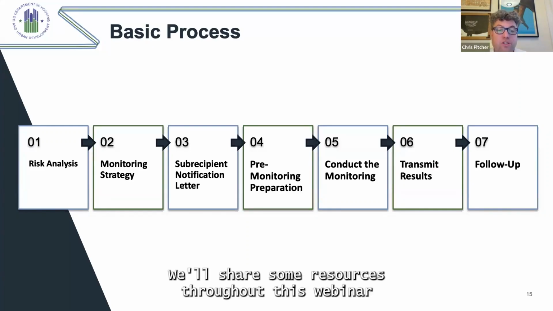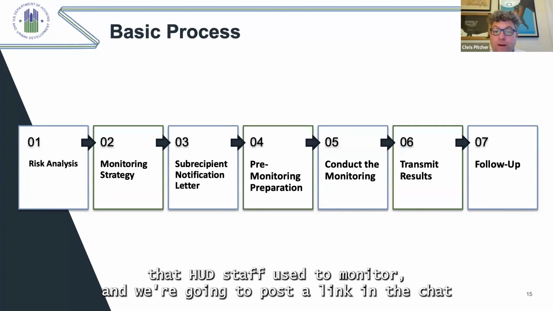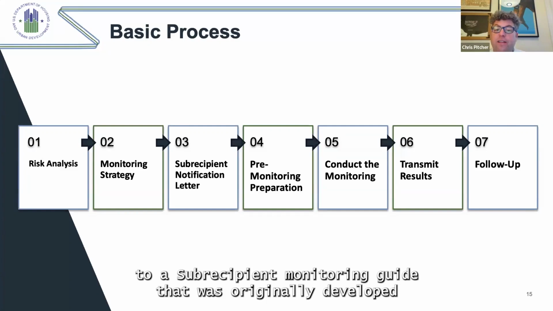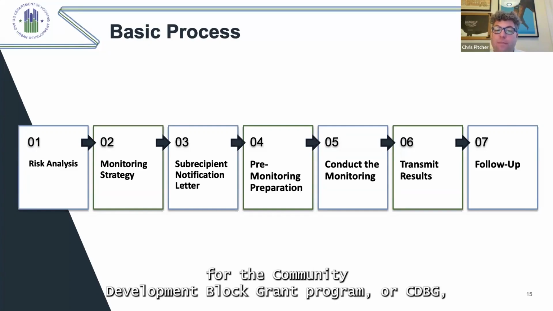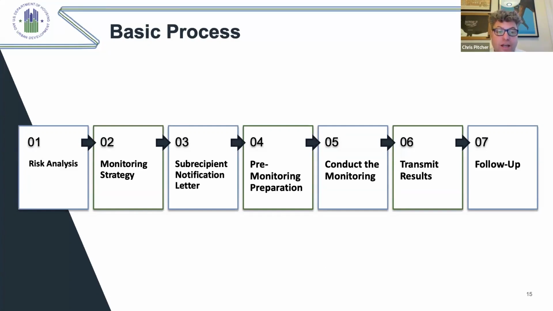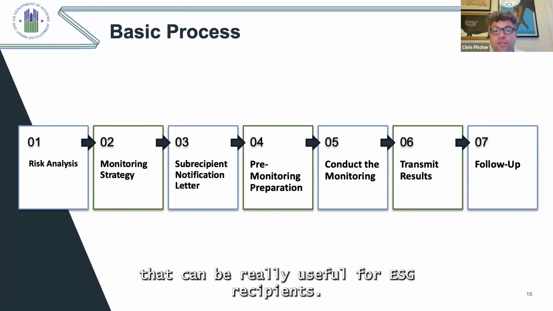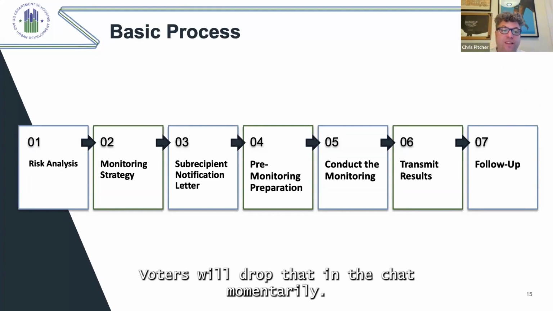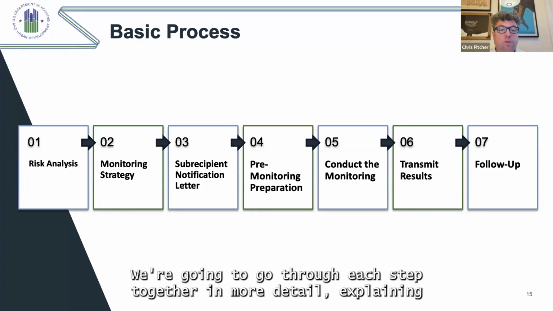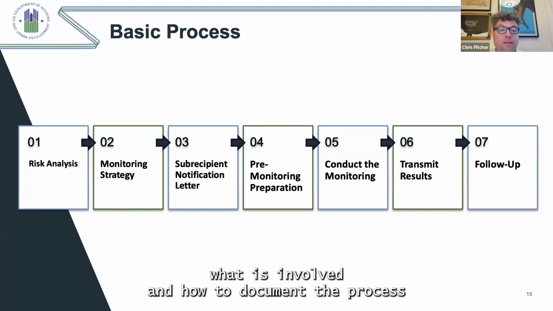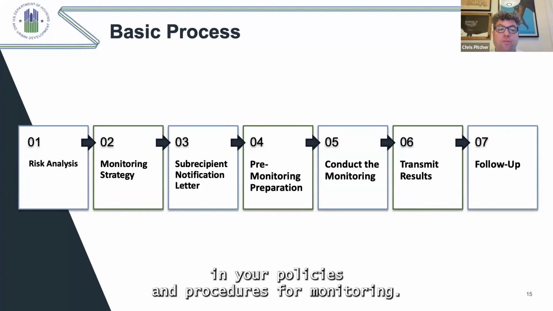We'll share some resources throughout this webinar that HUD staff use to monitor. And we're going to post a link in the chat to a subrecipient monitoring guide that was originally developed for the Community Development Block Grant Program, or CDBG, that can be really useful for ESG recipients. Vielkas will drop that in the chat momentarily. We're going to go through each step together in more detail, explaining what is involved and how to document the process in your policies and procedures for monitoring.